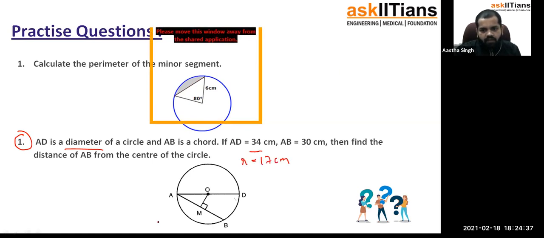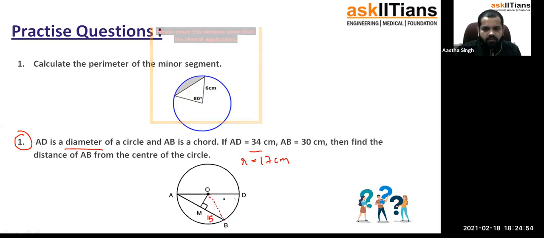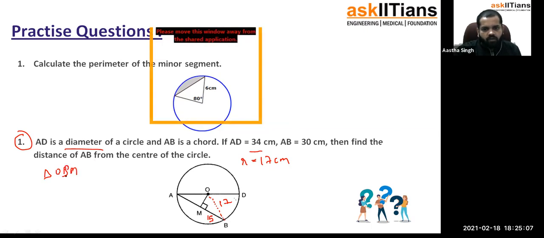And AB is 30. You know by property that if a perpendicular is drawn from the center to the chord, then it will just bisect the chord. Your whole AB length is 30, then your half will be 15, right? You know the value of radius. This OB is also radius, which is equal to 17. So in triangle OBM, just put the formula of Pythagoras theorem.